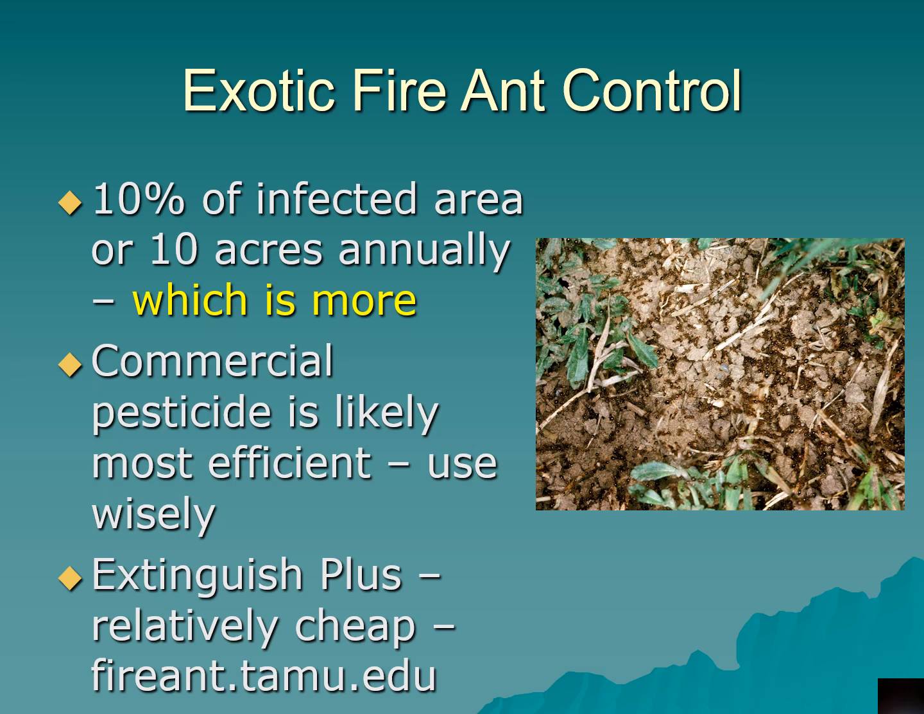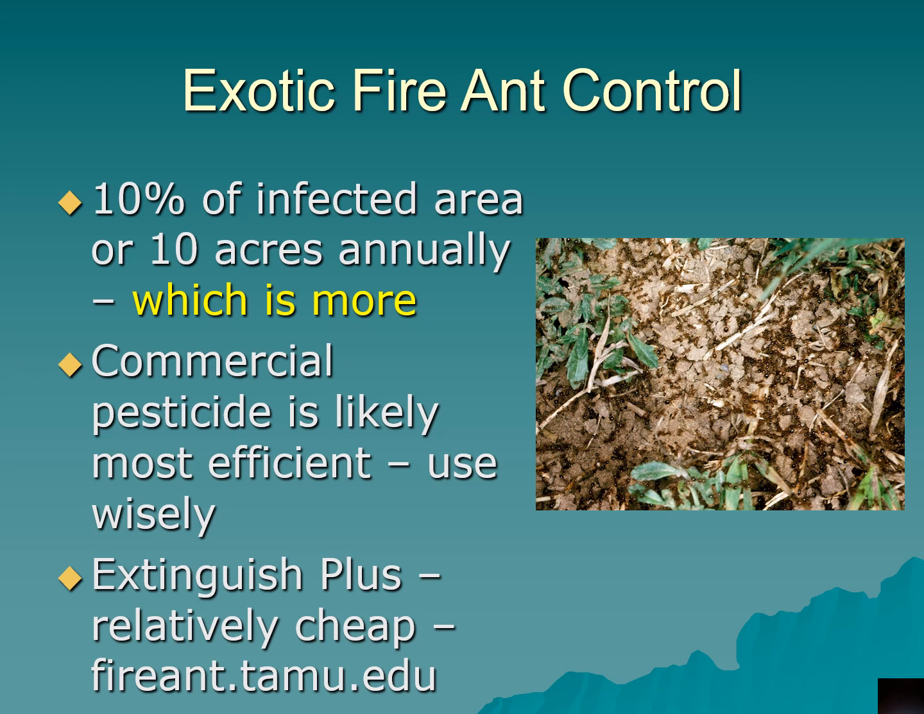When choosing a commercial pesticide for fire ants, be sure to follow the labels and make sure to get one that's registered for pasture use. Extinguish Plus has shown to be an effective pesticide when applied 1 to 2 times per year and cost about $15 to $20 per acre per application.